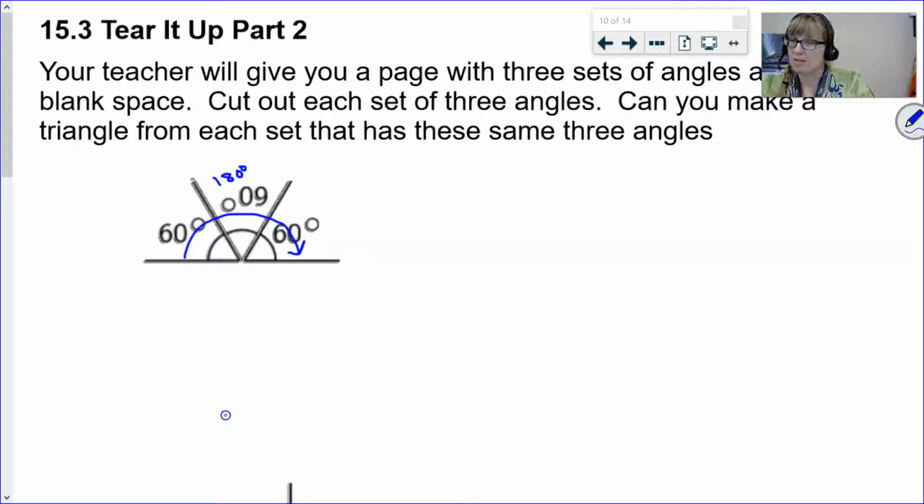The other ones are not labeled, this is the example. But can we take these and turn them into a triangle? Okay, so this is what this looks like.